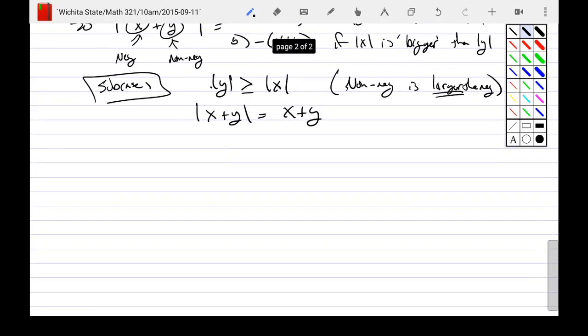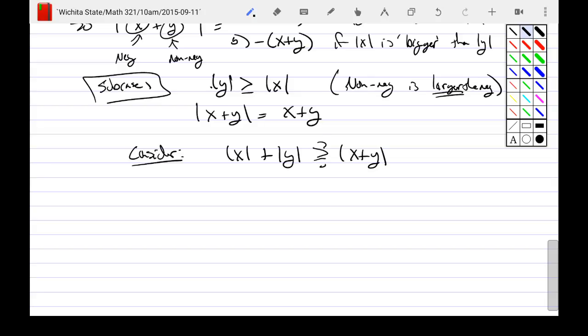Okay, so consider the absolute value of x plus the absolute value of y is supposed to be greater than or equal to the absolute value of x plus y. What's the absolute value of x?